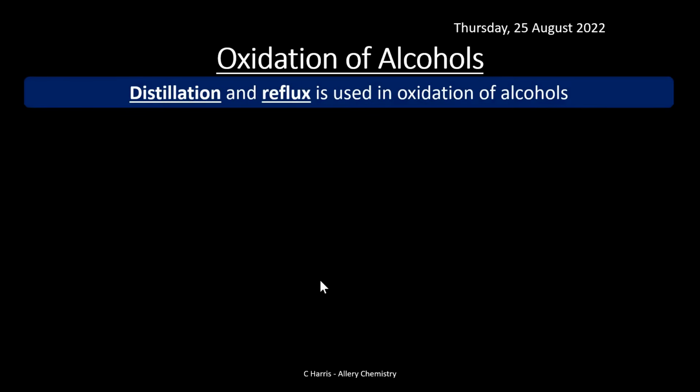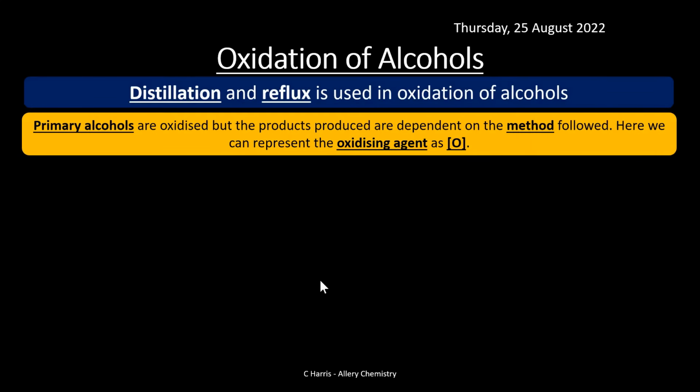So how can we make these then? How can we produce these compounds containing the carbonyl group? Well, we can look at different methods in which we can make that. And depending on which method you use will depend on what products you can get from it.